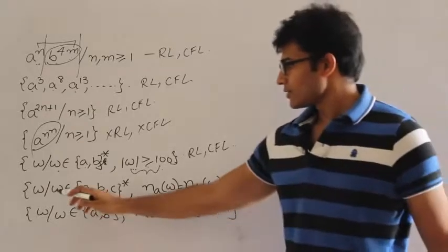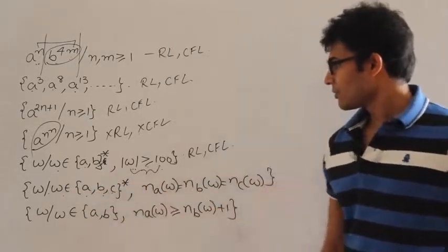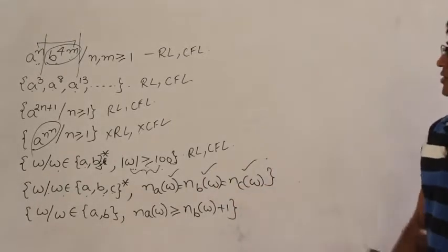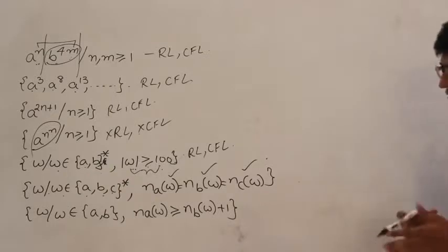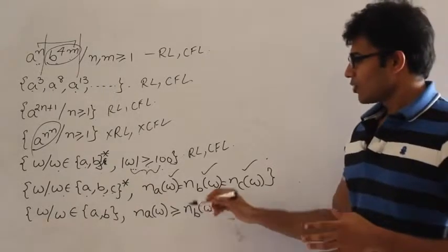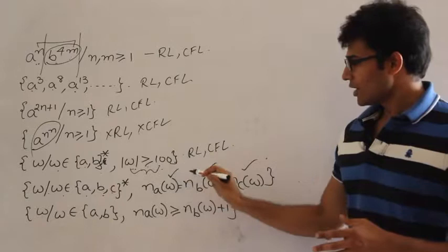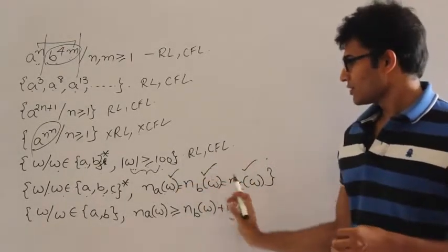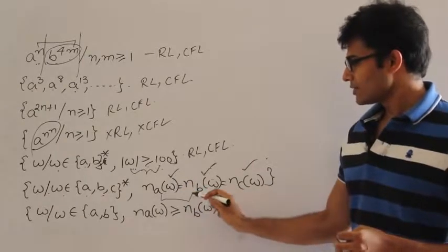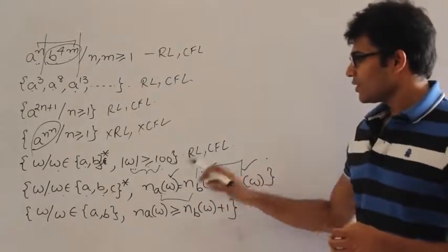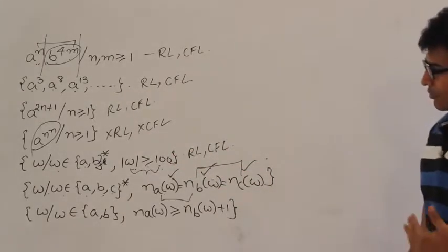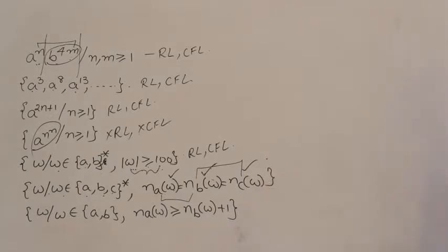Okay. And the next one is W such that W belongs to {a, b, c} star such that number of A's in W equals number of B's in W equals number of C's in W. If all the A's, B's and C's have to be equal, then the problem is, for A's you will push and for B's you will pop A's, or for B's you push and for C's you pop. You can either compare A's and B's, or you could compare B's and C's. You cannot compare three. The reason is you cannot push and pop like that. So there is no way you could actually solve such a question.